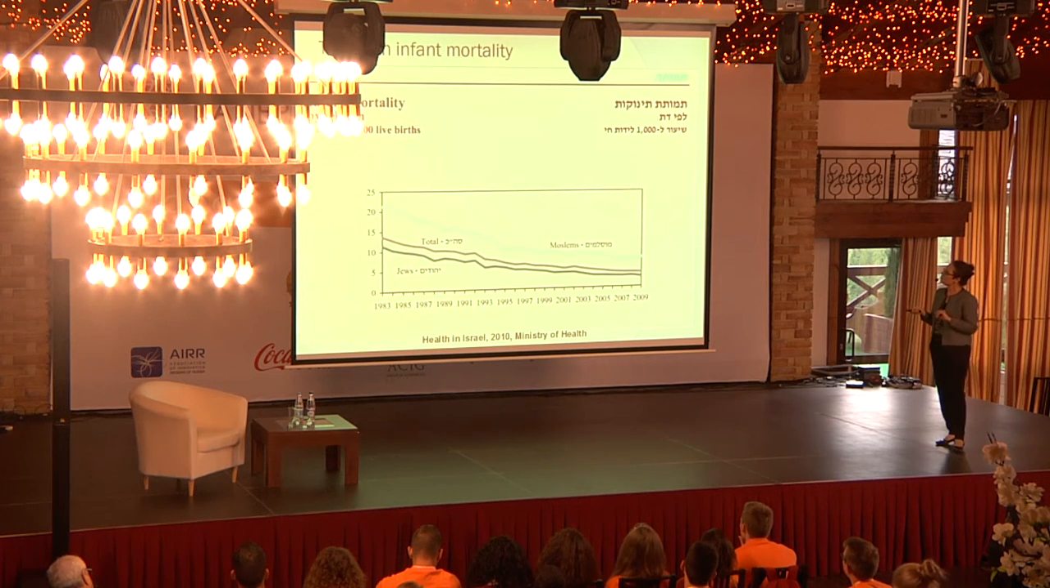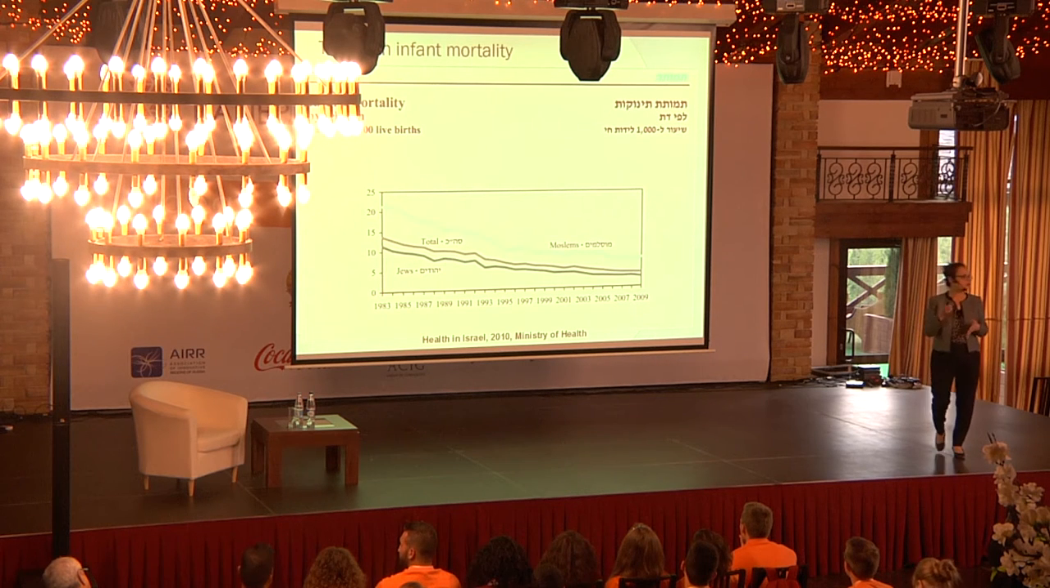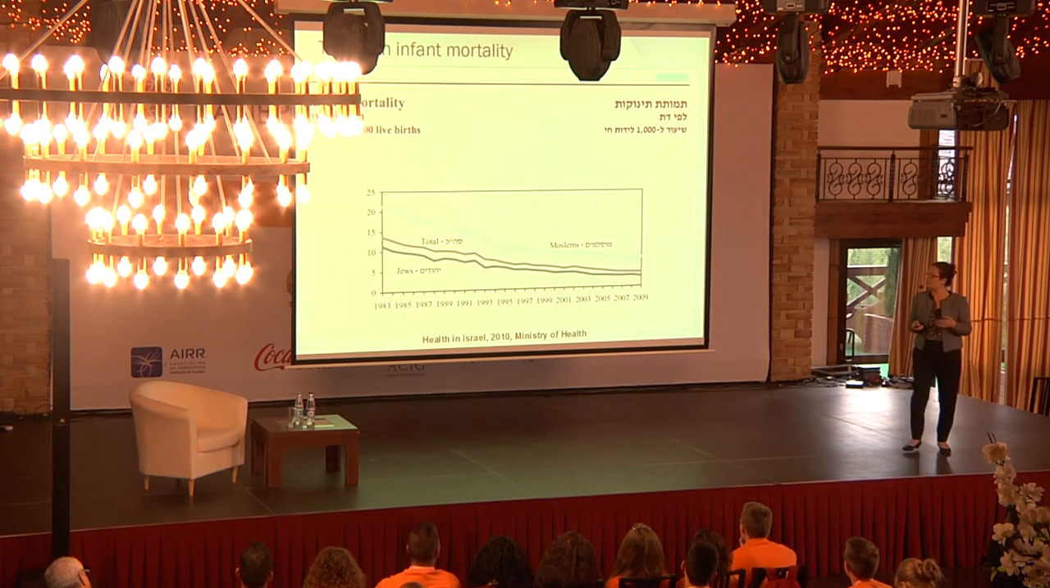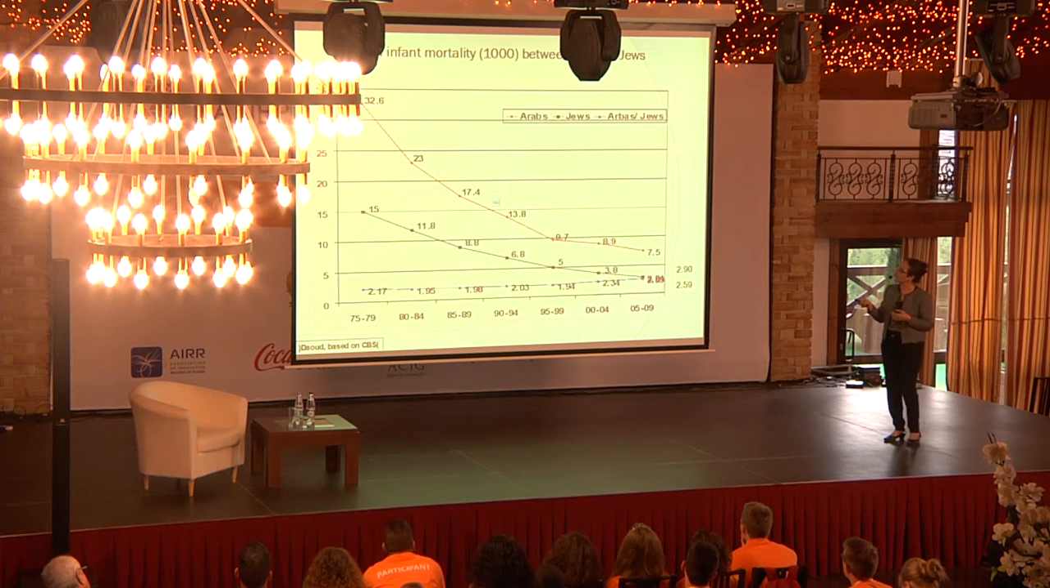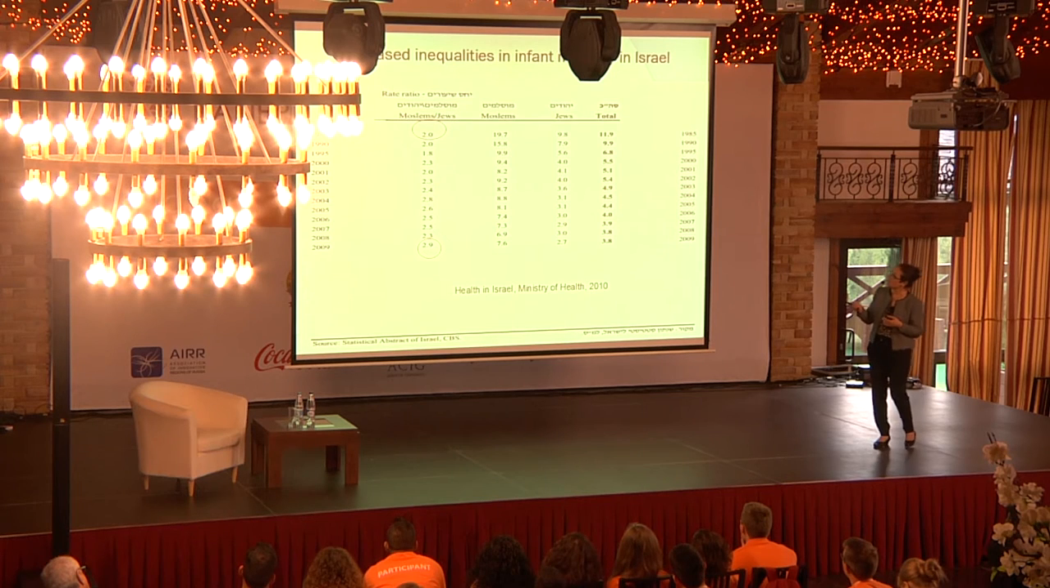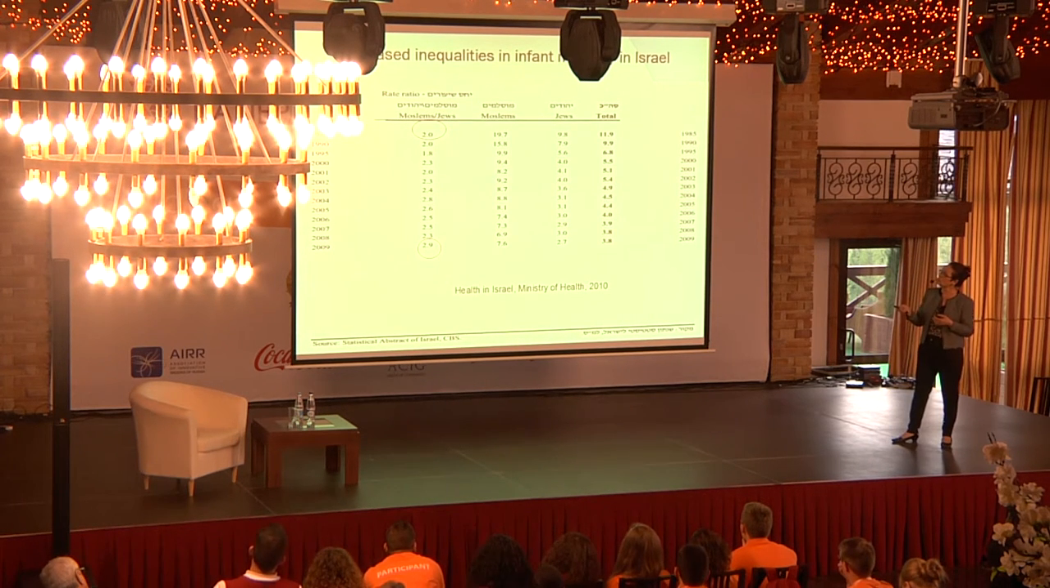The same for infant mortality. Infant mortality in Israel is low, for the whole population about 8 per 1,000, but we see that there is a gap between Arabs and Jews. You can see this here. This is the gap, and you see that the gap has increased. Infant mortality was 2 times higher among the Muslims in Israel.